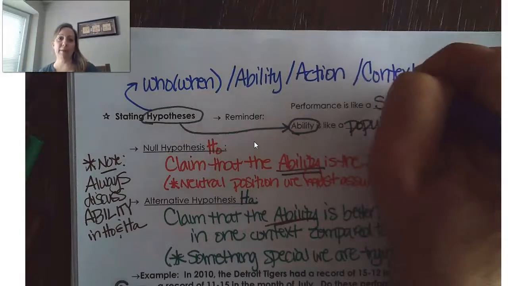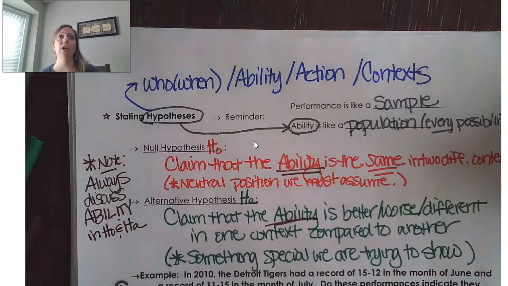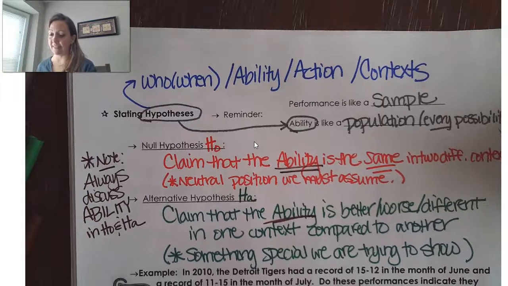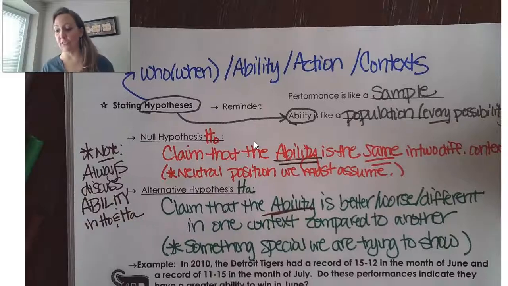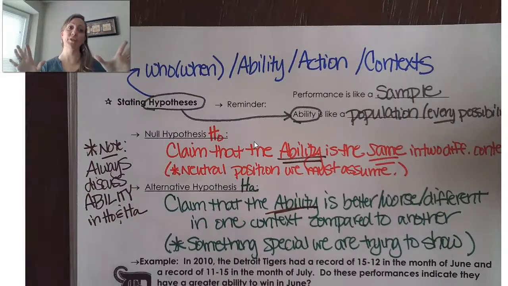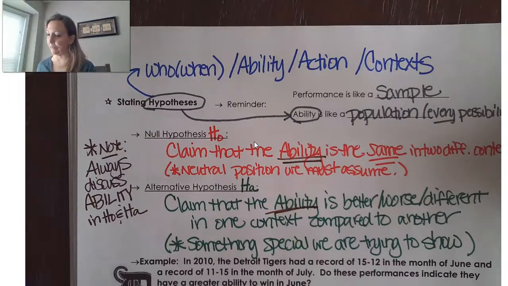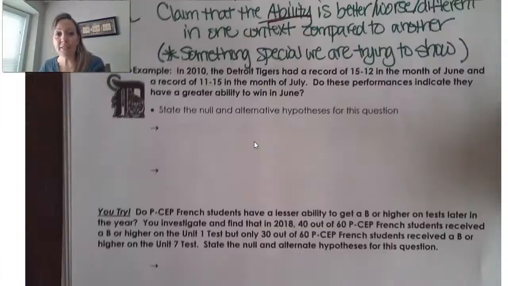So are we talking about at home and away? Are we talking right-handed, left-handed? Are we talking about in the spring or in the summer? Those kind of things. Okay, so those are the things that we'll always have in our hypotheses. And again, this is so important because we're going to be writing hypotheses this whole chapter and in several other chapters going forward. So here's an example.